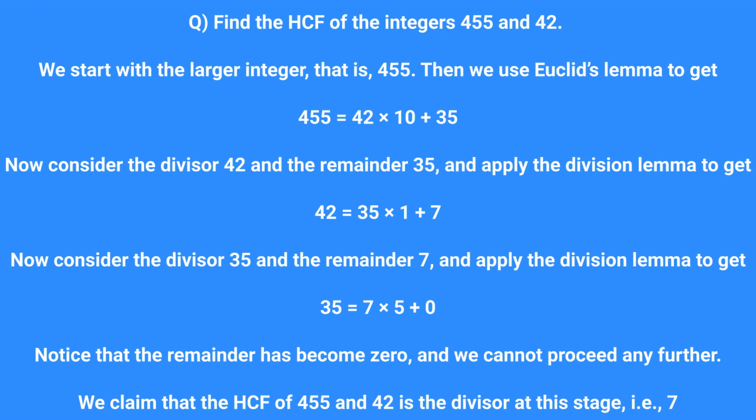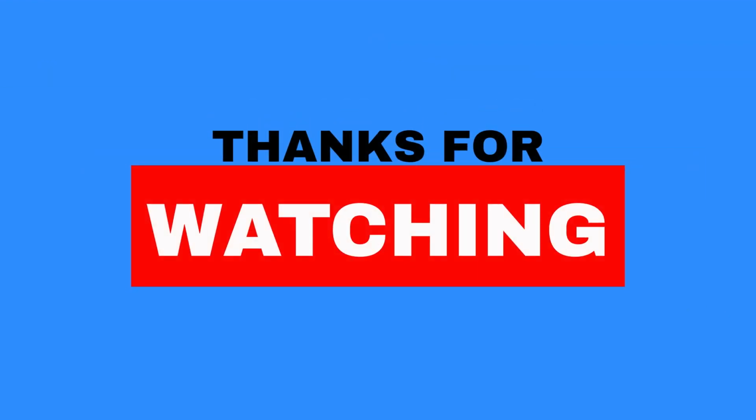Now we can see that R, that is our remainder, has become 0 and we cannot proceed any further. So can we claim that the HCF of 455 and 42 is the divisor, that is 7? Yes, 7. So this is one of the easiest ways you can find the HCF of integers using Euclid's division algorithm. So that was all.